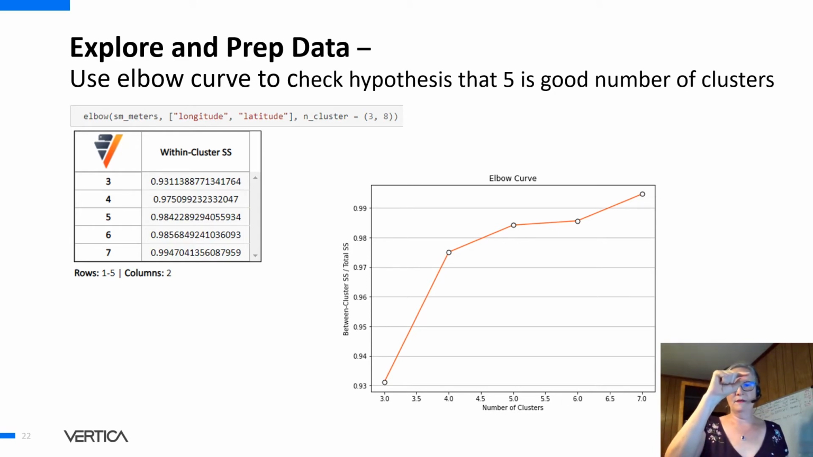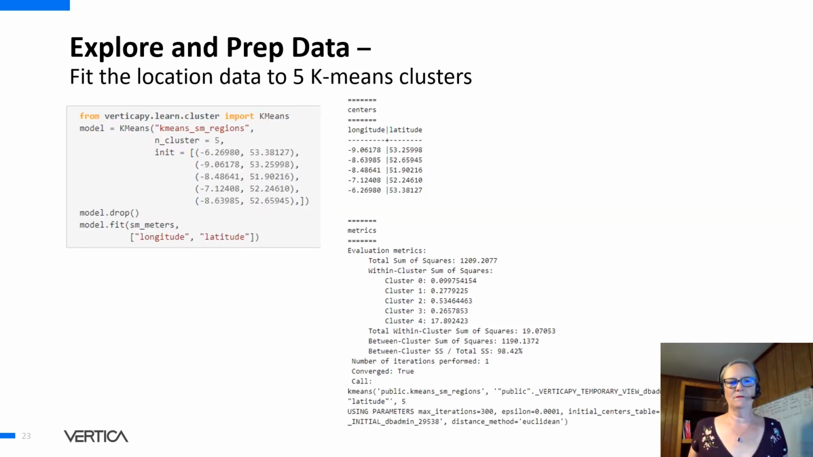Remember the little gray box? All that was one line of code, but anything in that gray box is going to be code. Everything else is what's going to display in your Jupyter notebook when you execute that code. So the next thing I'm going to do, using 5 as my K, is train a K-means clustering algorithm, and it's going to give me some information.